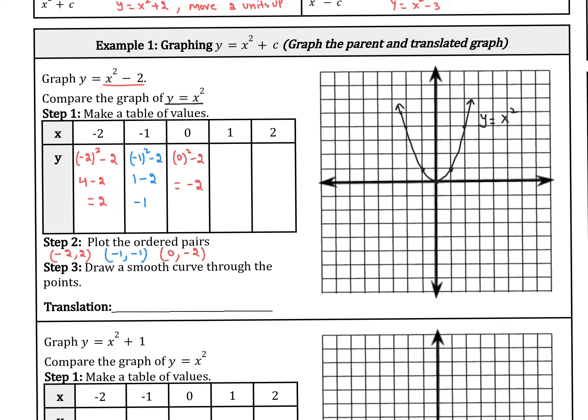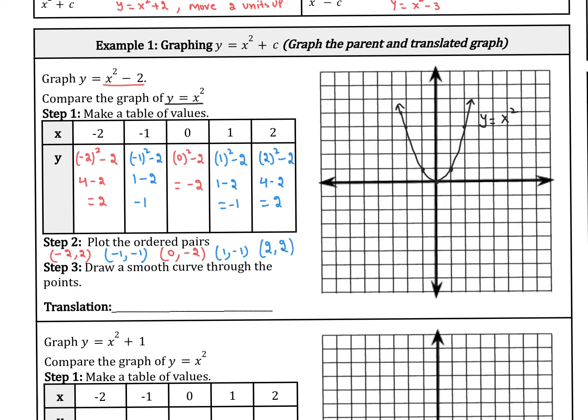Next, I'm going to use 1, and 1 minus 2 is negative 1. So the next point is 1 comma negative 1, and 2 squared minus 2, that is 4 minus 2, and that is going to be 2 comma 2.